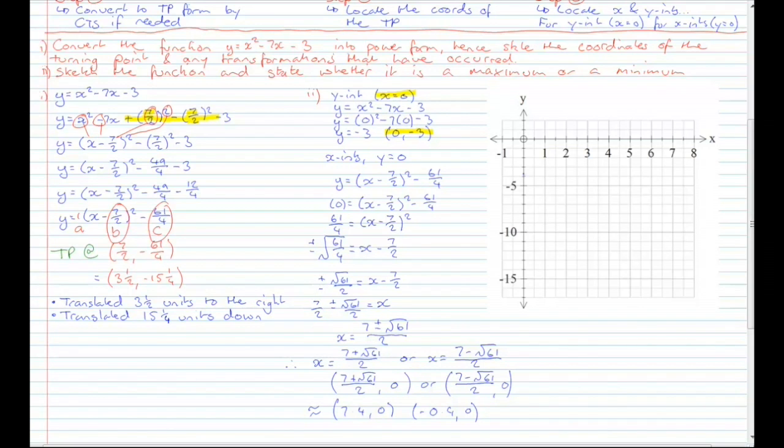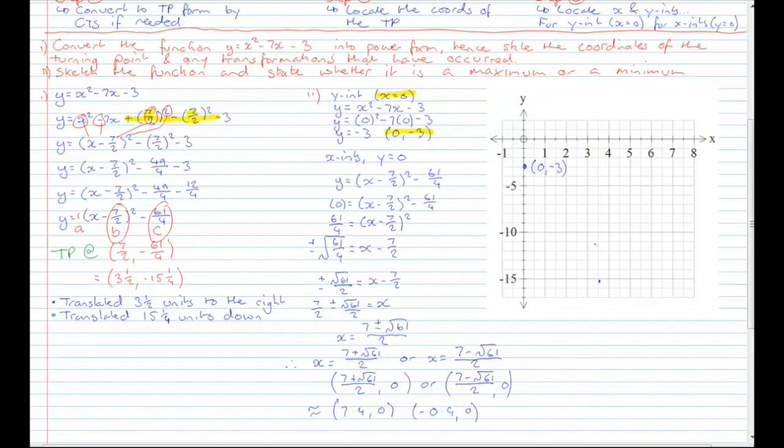Now let's go plot that in. So you get 0, negative 3, so that's negative 1, negative 2, negative 3, which is here, and we'll just write in 0, negative 3. We may as well plot our turning point that we could see before over here. So that was 3 and 1/2 and negative 15 and 1/4. So 3 and 1/2 is down here, and negative 15 and 1/4 will be around about here.